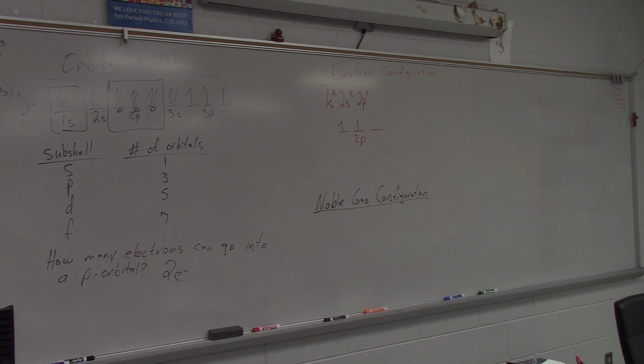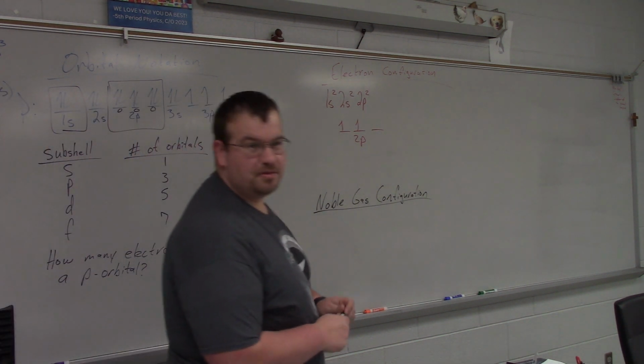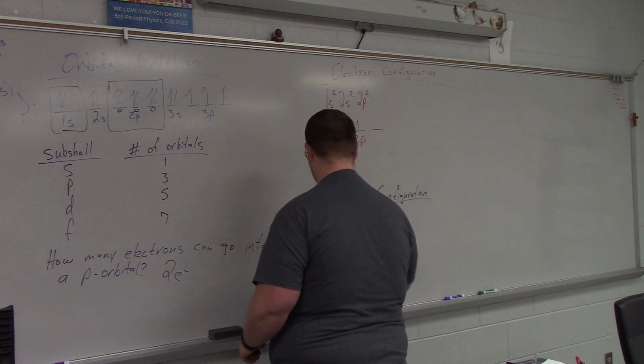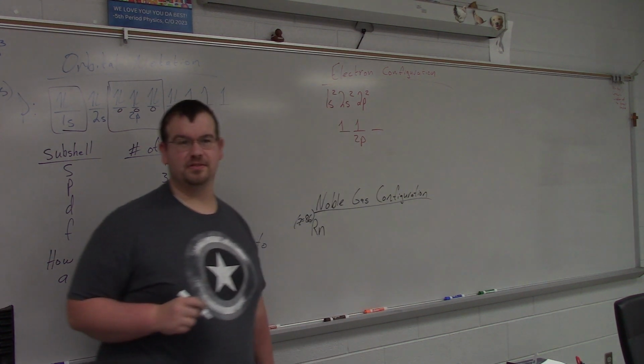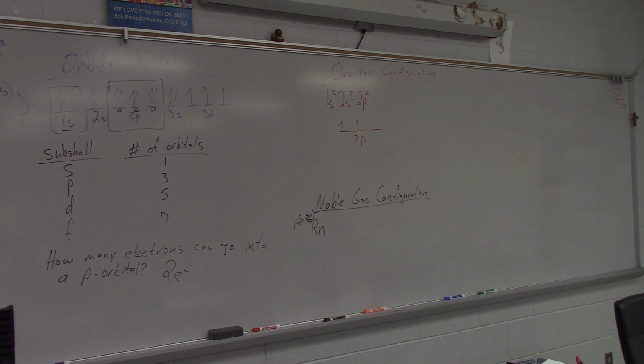I want the noble gas configuration of radon. Atomic number 86, right? So remember with noble gases, put your finger on it, go up a row, all the way to the 18th column. Where am I? Xenon. I'm already at the 18th column, so it's xenon. That substitutes in for all of this, so I no longer have to count any of this. All of that's gone.